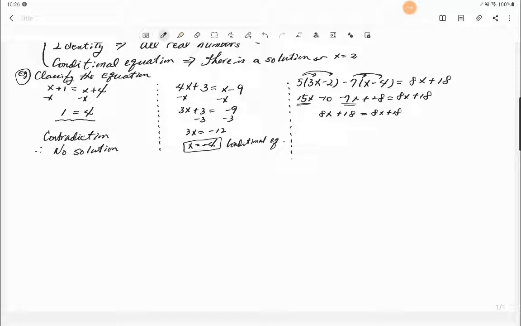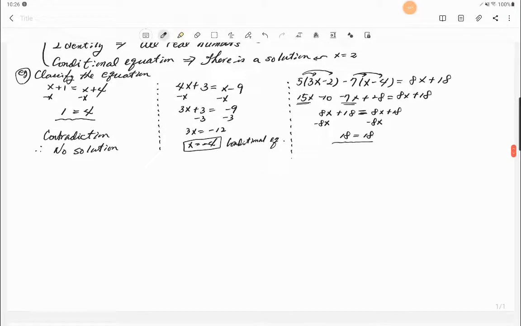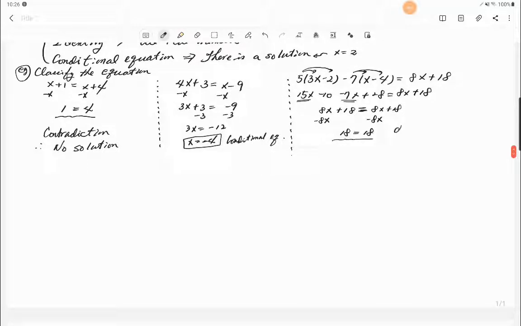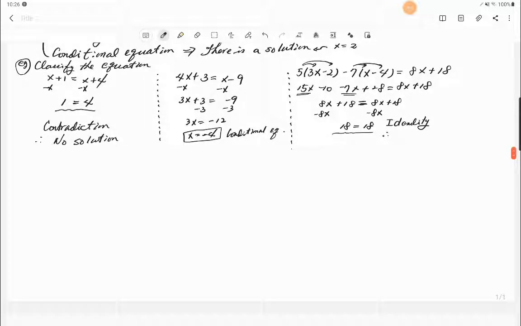Look at this. The left-hand side and the right-hand side are actually equal, right? Anyway, let's move 8x from the right to the left. So we have 18 equals 18. This is always true, isn't it? This is true. No matter what the x value is, this is true. So this equation is type of what? This is an identity, isn't it? Identity equation. So that means there are infinitely many solutions. So all real numbers are the solutions.